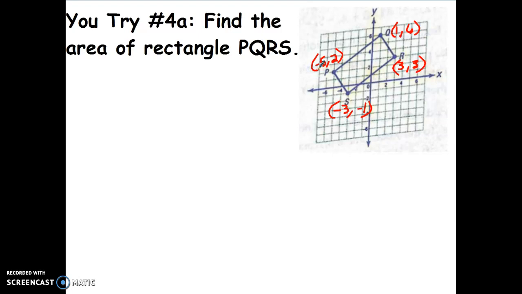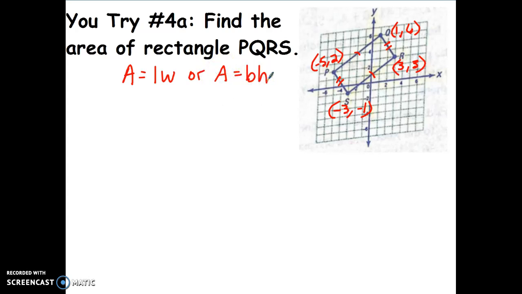Okay, so this is a rectangle. We know for a rectangle that the opposite sides equal each other. So the length of this side equals the length of this side, and vice versa. This side equals this side. Okay, so again, we only have to find the length of two sides in order to do this, because the area of a rectangle is length times width, or base times height, however you look at it.